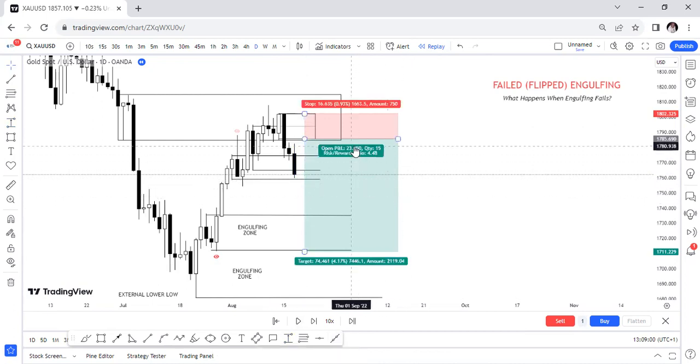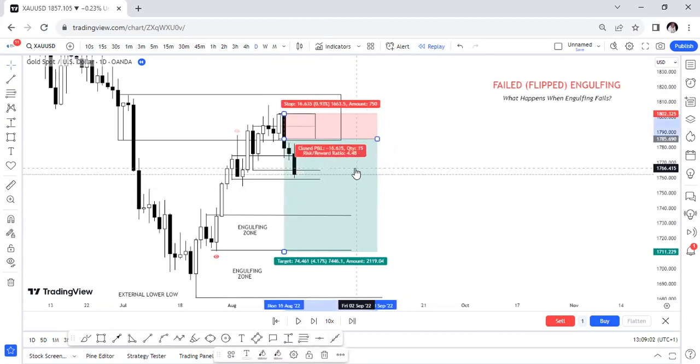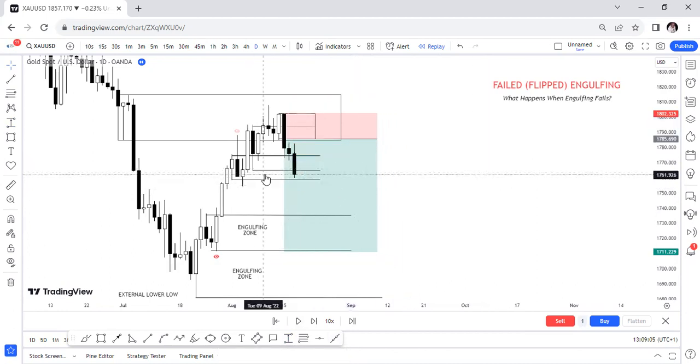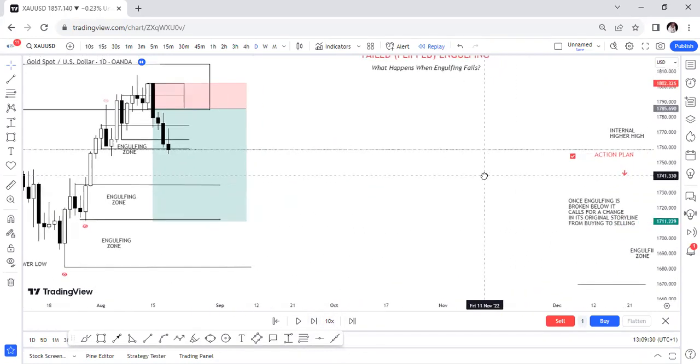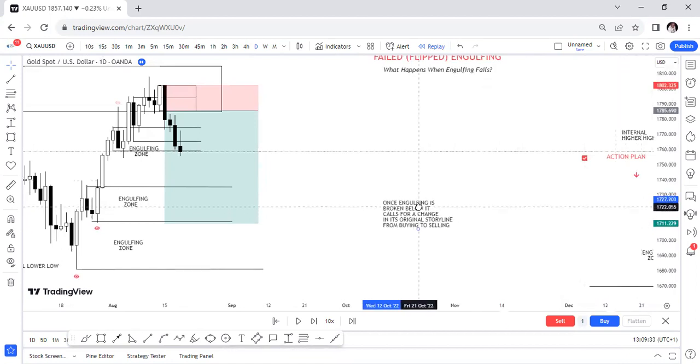And price continues to move, taking out this engulfing zone. This is another engulfing zone. So we want to see this be taken out too. Can you see it? Let's play it forward. So we want to see it be taken out.